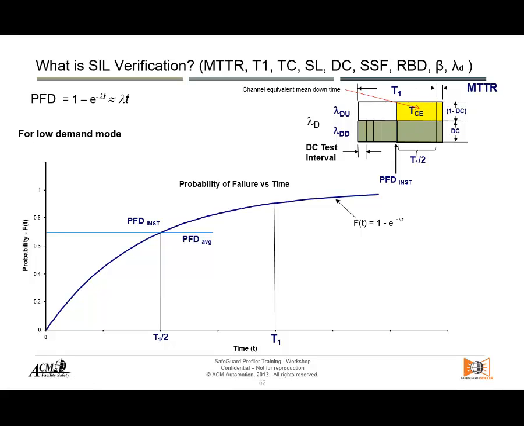So that would be 1 minus the diagnostic coverage. That's what is left for being exposed there, including the mean time to restoration, right? The time that I discover what was wrong, through either a stop, or a proof test, or it being discovered by diagnostic coverage. So that time in yellow is what we call the channel equivalent mean downtime.